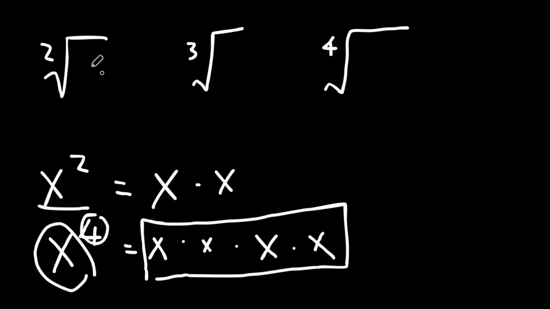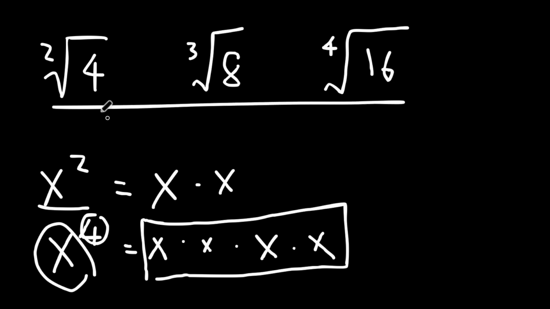So over here, if you have 4, what multiplied by itself 2 times will give you 4. And if you have 8 here, what number multiplied by itself 3 times will give you 8. If you have 16 over here, what number multiplied by itself 4 times will give you 16. So that's really how square roots work. So 2 times 2 gives you 4. So therefore the answer here is 2.